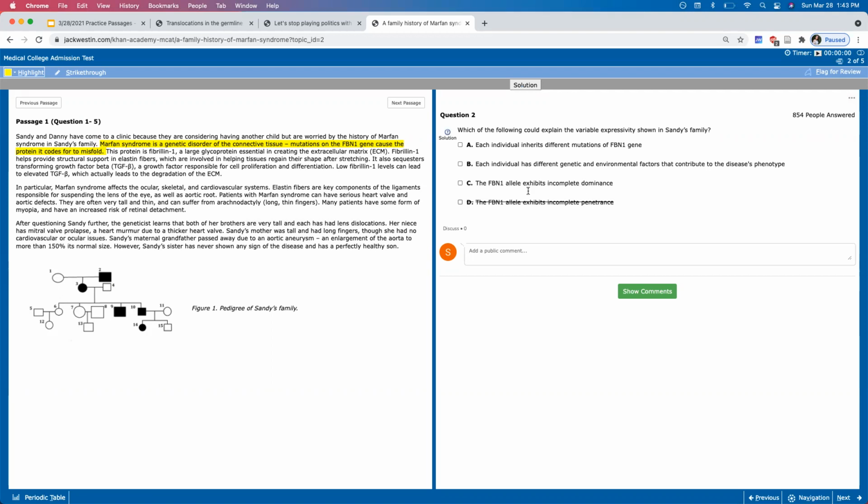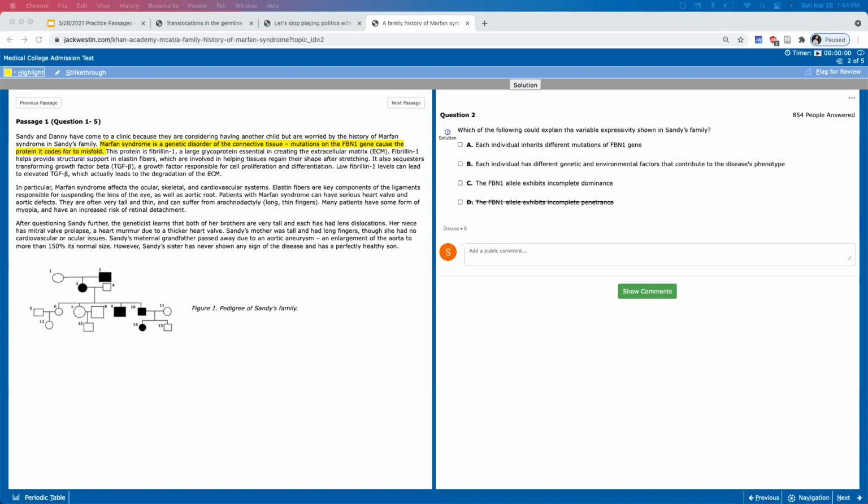And incomplete dominance, does anyone know what that means versus complete? The best example of incomplete dominance is the pink flower from the red gene and the white gene. They both contribute to the condition. And incomplete penetrance is basically when everybody has the gene, but some people have the condition and some people don't. Exactly, yep, that makes sense.